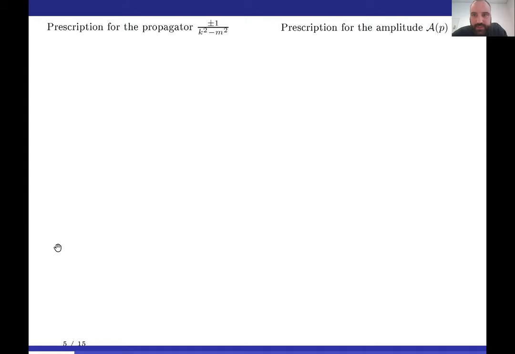To understand what we did, let's start with a standard case and see what happens in the usual theories, because the solution was in the end to change the prescription for the propagator. So consider a standard propagator like this one. This object is not a well-defined distribution. Usually you need a prescription. And a choice of the prescription is reflected in the choice of the prescription for the amplitude.